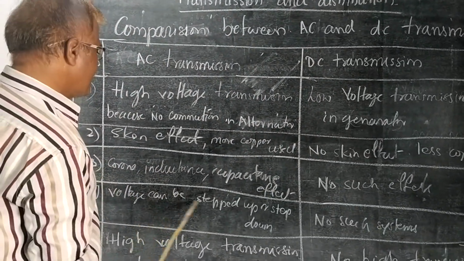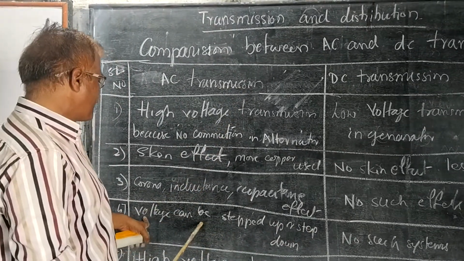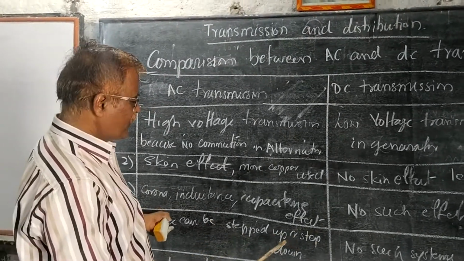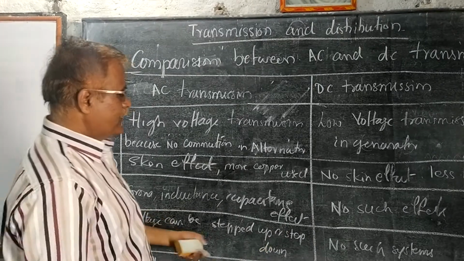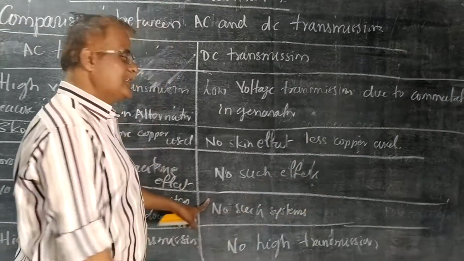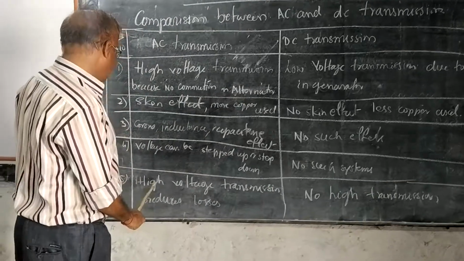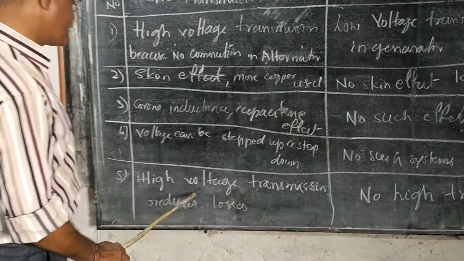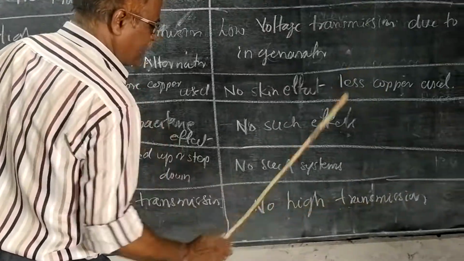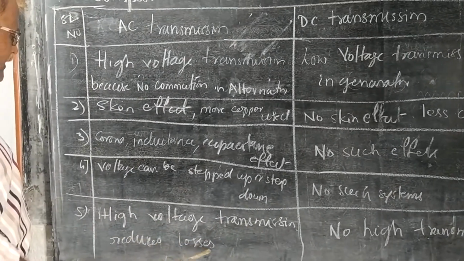Next, voltage can be stepped up or stepped down. In AC transmission, where required, we can increase the voltage by a step up transformer or decrease it by a step down transformer. But this is not used in DC transmission, because DC cannot be increased or decreased by transformers. Next, high voltage transmission reduces the losses. In DC there is no high voltage transmission, but in AC high voltage transmission reduces the losses.